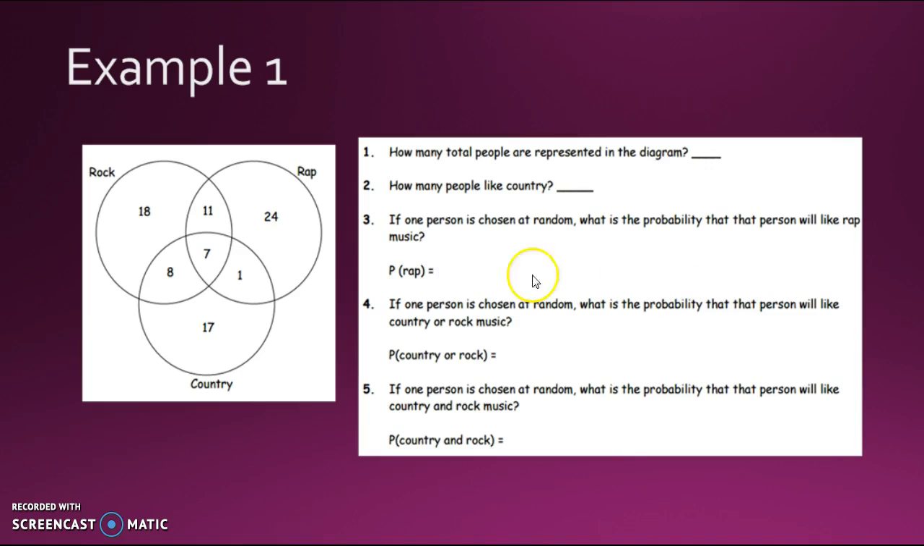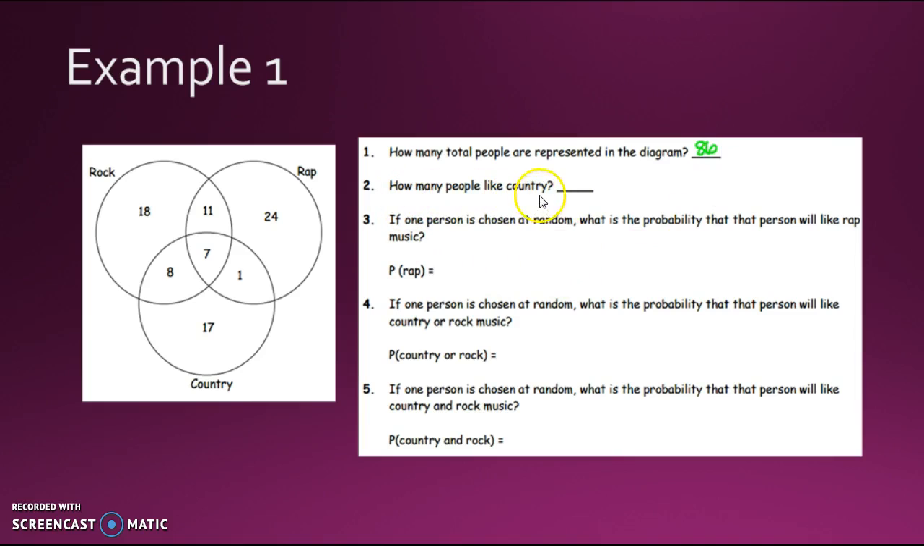And so for our first question, it wants to know how many total people are represented in the diagram. Well, all of these numbers represent people, so we add them all up. So we do 18 plus 11 plus 7 plus 8 plus 17 plus 1 plus 24, and that's going to give us a grand total of 86.